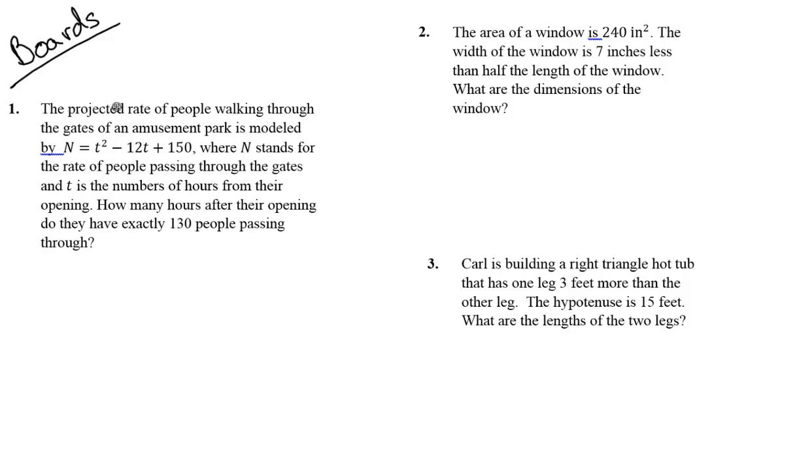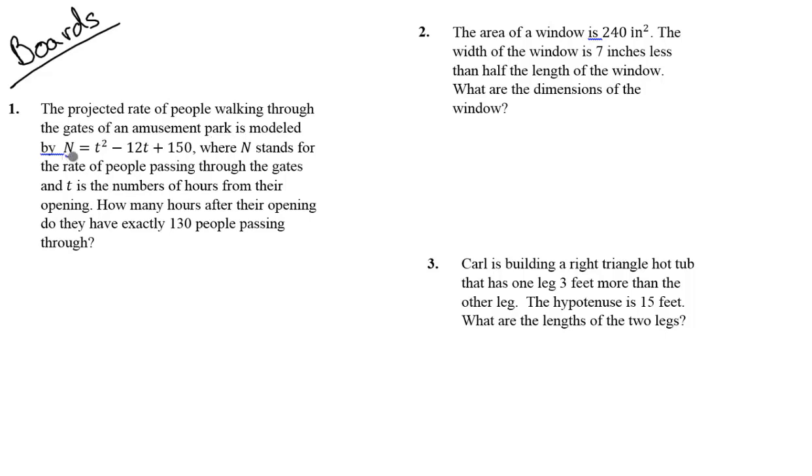Let's give it a try. So the projected rate of people walking through the gates of an amusement park, I don't know, Disneyland or something. How many people pass through the gates at a certain time t? T is the number of hours from their opening. So it opens and then goes down a little bit, a huge rush at the beginning, and then spikes back up, a big rush at the end when they close. All right, so all of those are words.